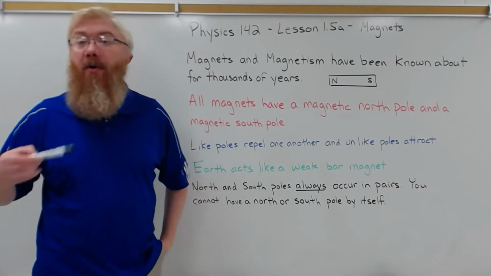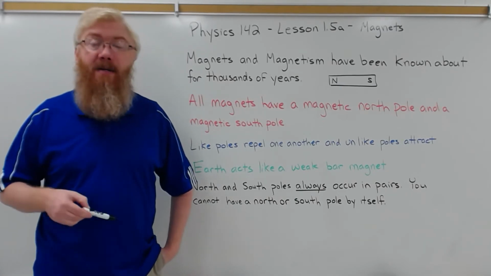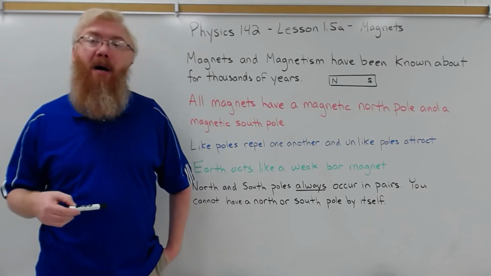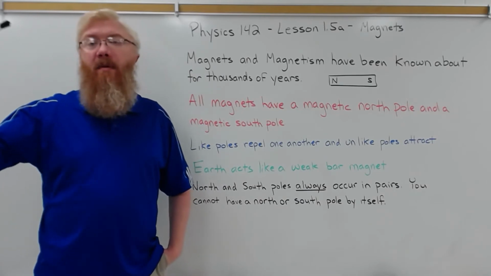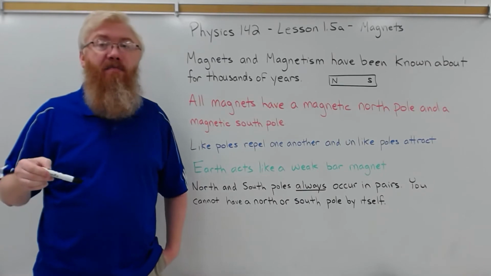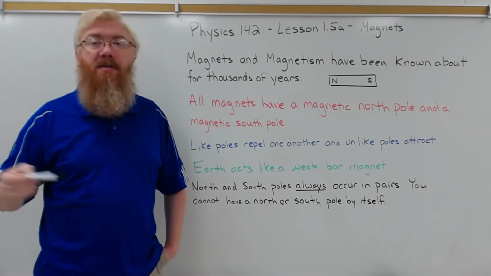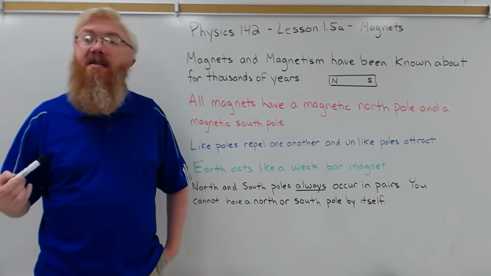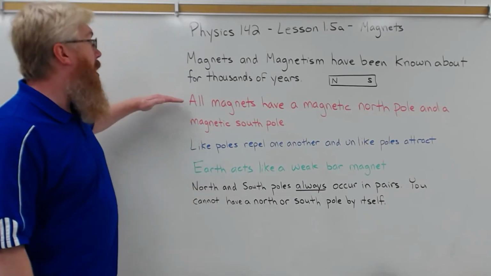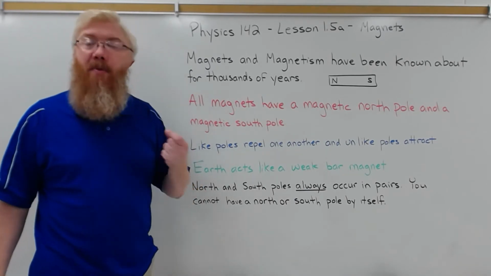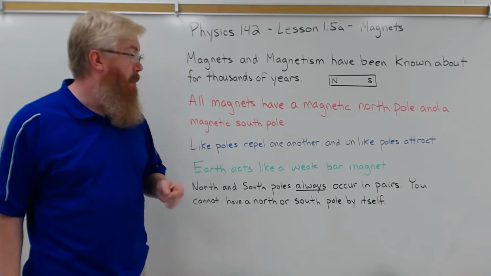we'll learn later Earth is actually a giant bar magnet, or at least it acts like a giant weak bar magnet, where one of the magnetic poles is near the geographic North Pole, not quite on it, but close, and the other pole is near the geographic South Pole. So, all magnets have a North Pole and a South Pole.